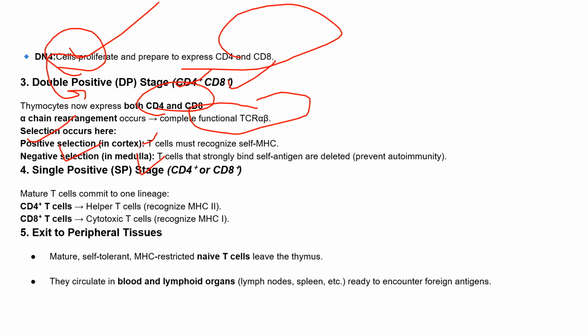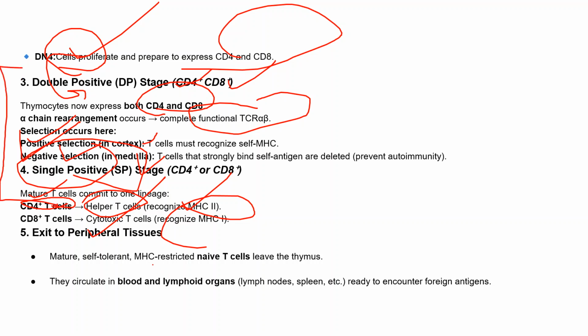So once these selections happen, the single positive stage will come, where they commit to only one lineage. And we know that commitment happens like this: if the CD4 positive T cells recognize MHC II, they will become helper T cells, and if they recognize MHC I, they will become cytotoxic T cells.